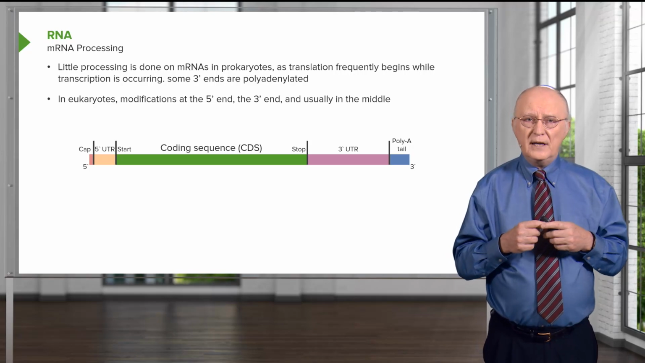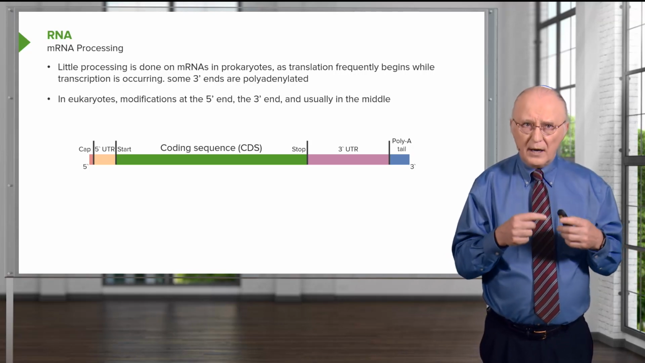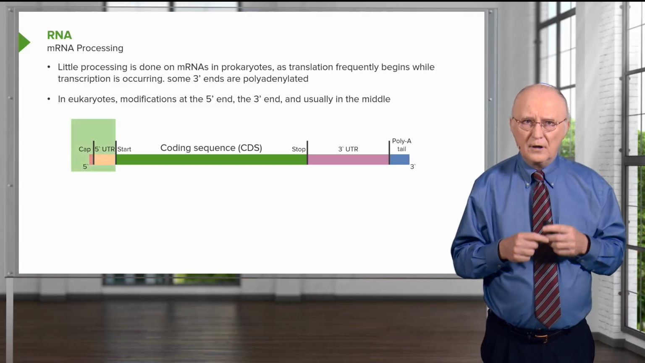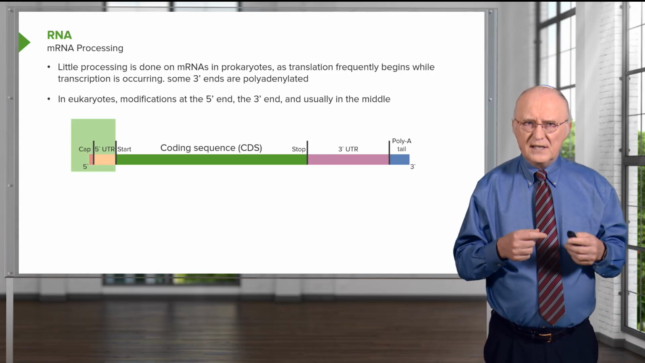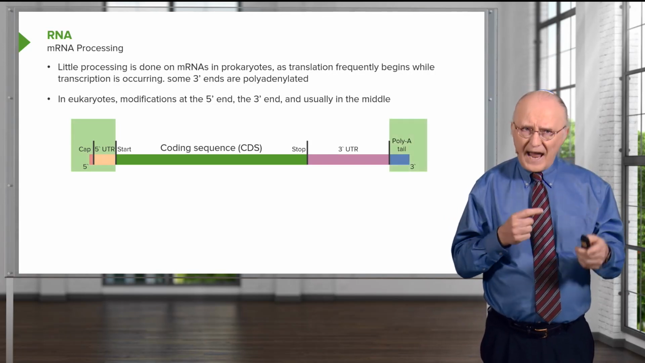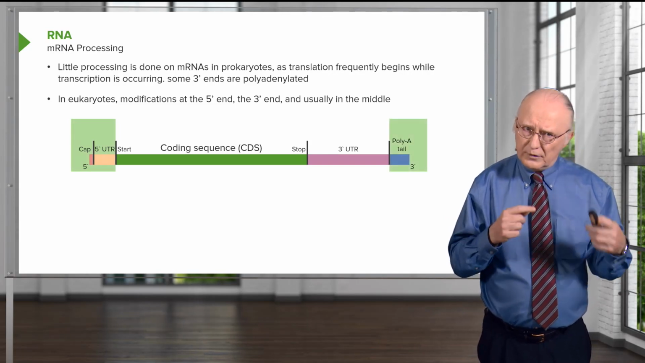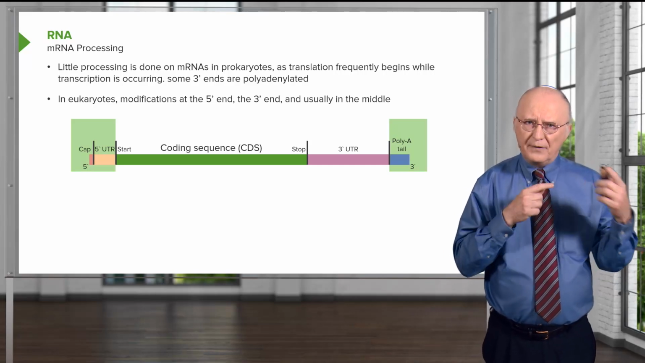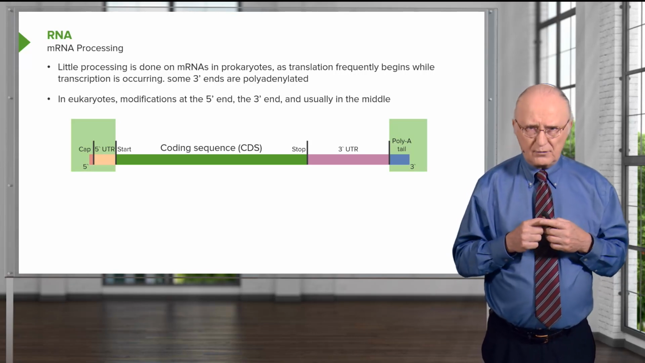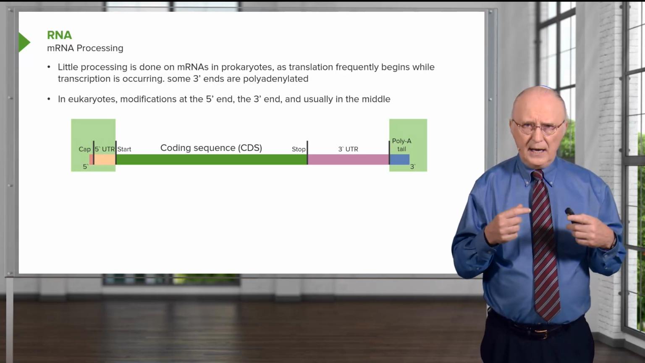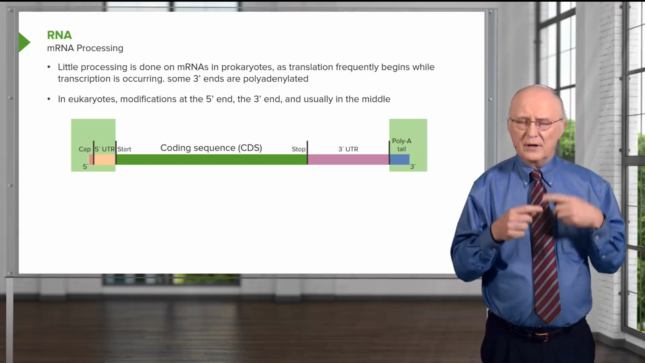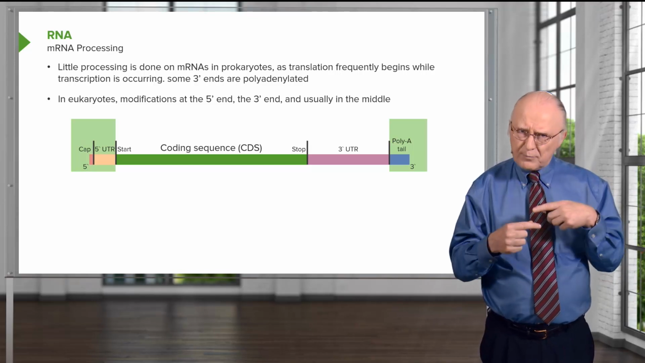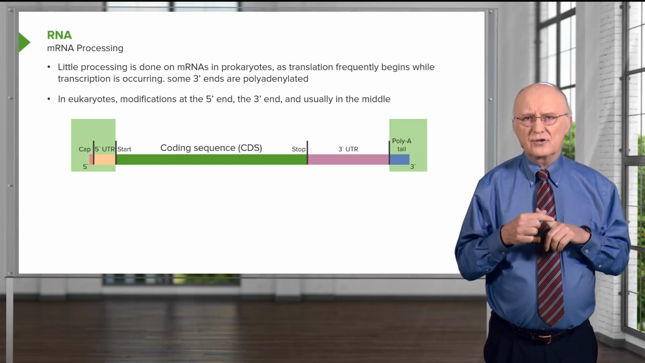Now, I've drawn on the screen here a representation of a eukaryotic messenger RNA, and it includes some of those modifications that I talked about. First of all, at the 5' end, we can see that the eukaryotic messenger RNAs have a structure that we call a cap. We don't see that structure of a cap in a prokaryotic messenger RNA. At the 3' end, or the other end of the messenger RNA, we see what's called a poly-A tail. The poly-A tail is the addition of a large number of adenine residues or adenosine residues to the 3' end of the eukaryotic messenger RNA.